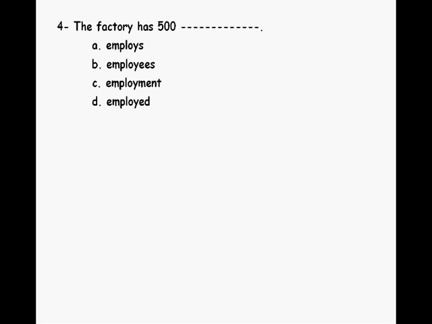Number 4. The factory has 500 what? A. Employee, B. Employees, C. Employment, and D. Employed. Yeah, you answer, please. Very good. Employees, and this is the plural of the word employee when we add S. Remember, we have 500, so this is plural. So, employees.